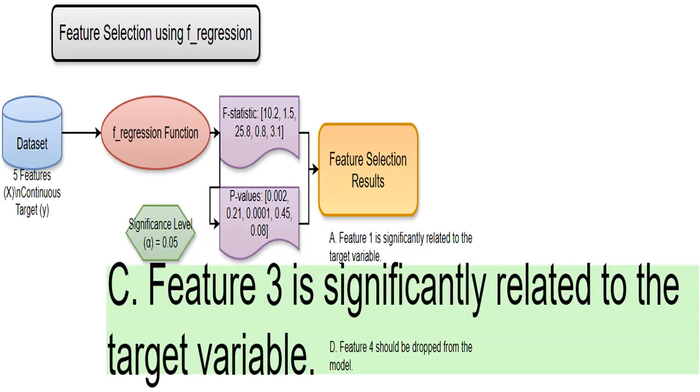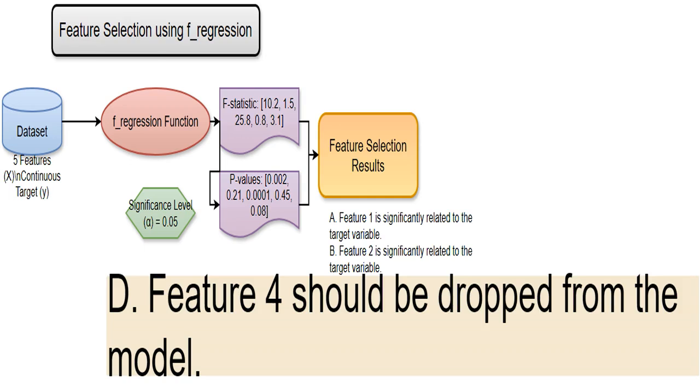The third feature has a p-value of 0.0001, much lower than 0.05. Therefore, there is strong evidence of a significant relationship. The fourth feature has a high p-value of 0.45. This means it probably isn't a useful predictor of the target and should likely be removed to improve the model.